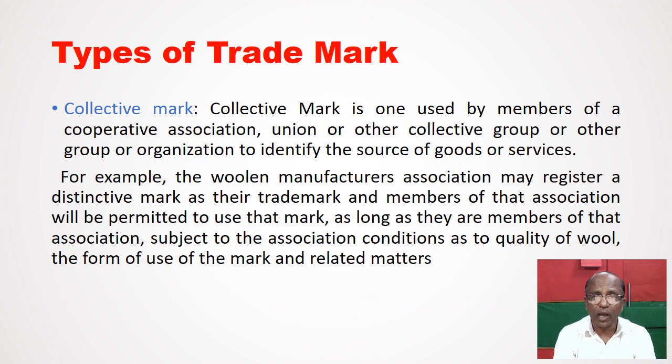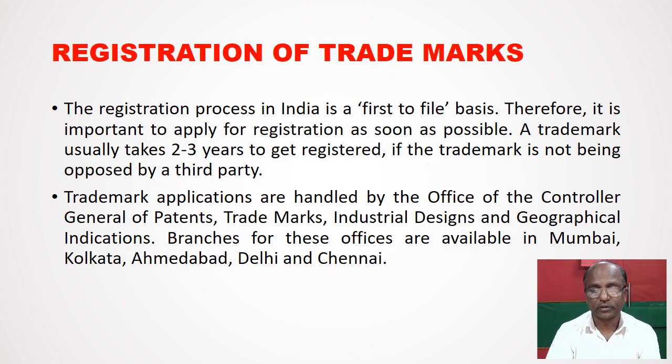Another type of trademark is collective mark. Collective mark is one used by members of a cooperative association, union, or other collective group or other group of organizations to identify the source of goods or services. I have quoted here one example: the Woolen Manufacturer Association may register a distinctive mark as their trademark, and members of that association will be permitted to use that mark as long as they are members of that association, and subject to the association's conditions as to quality of wool, the form of use of the mark, and related matters.